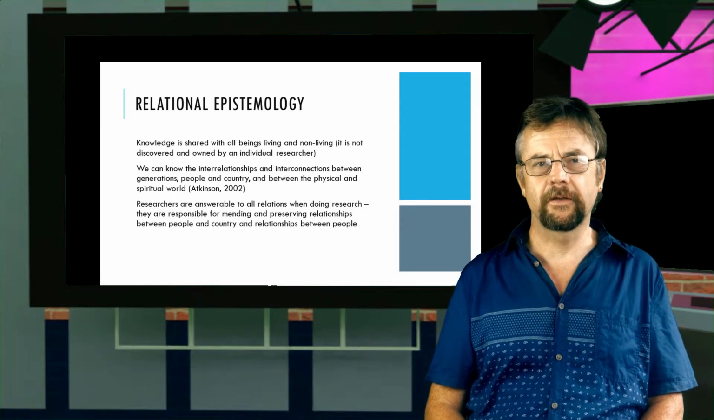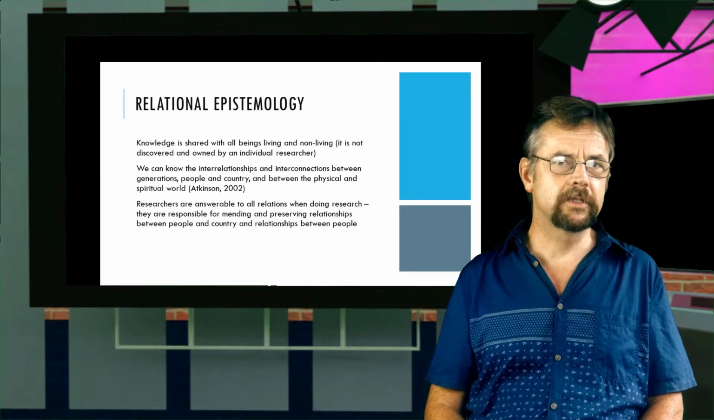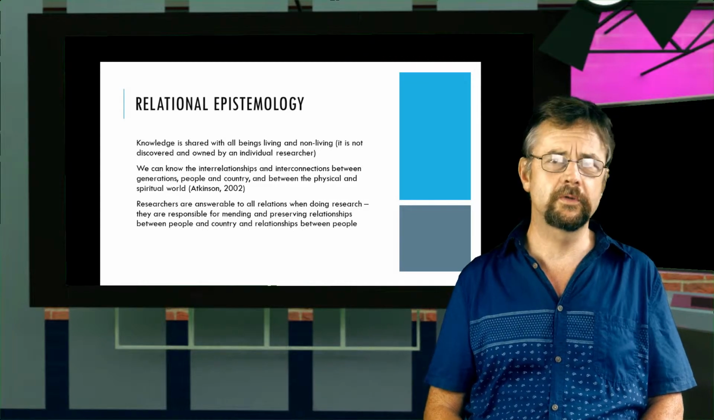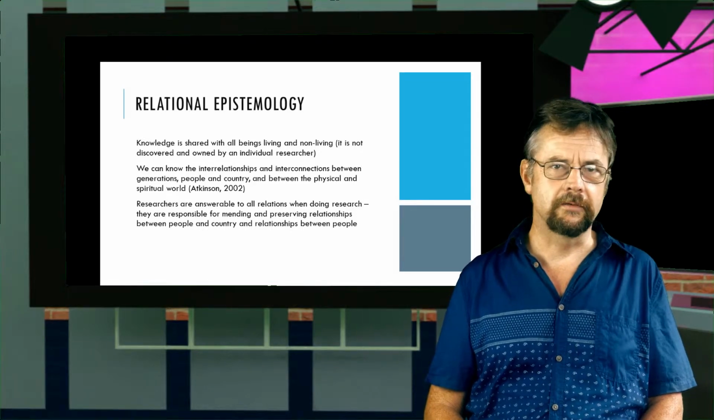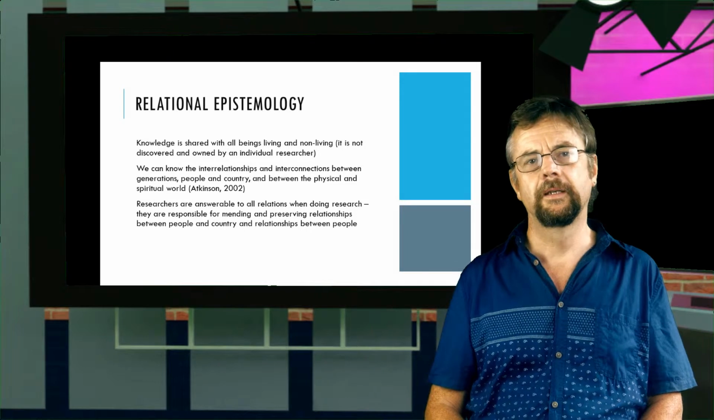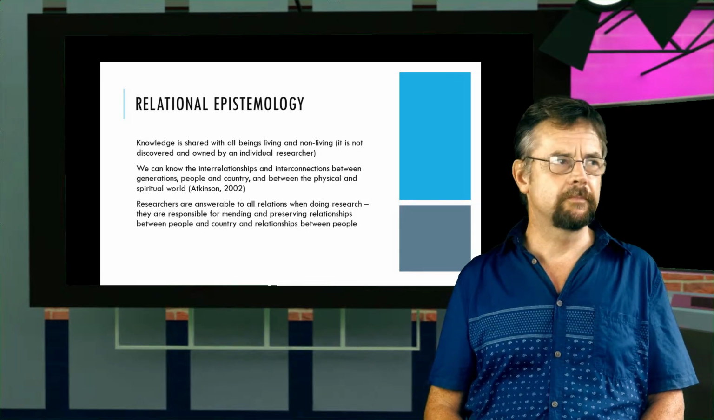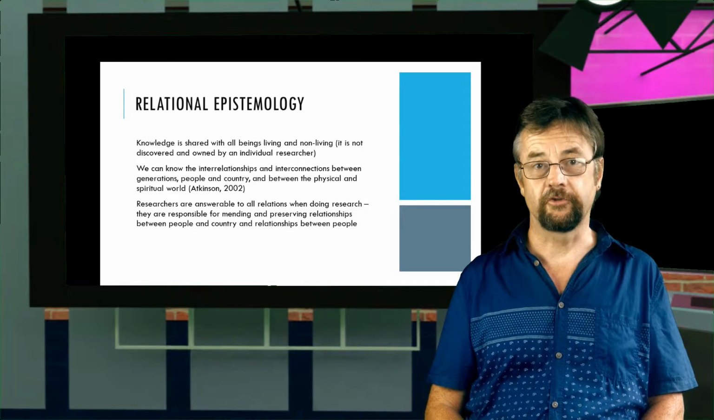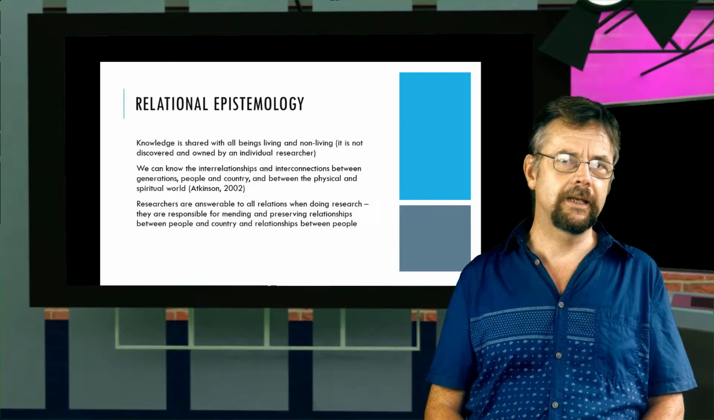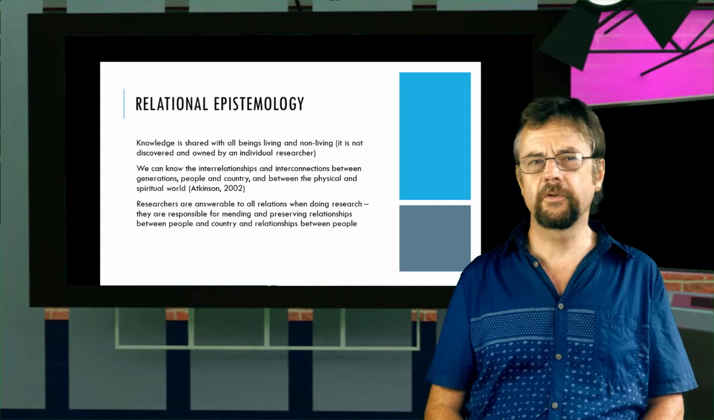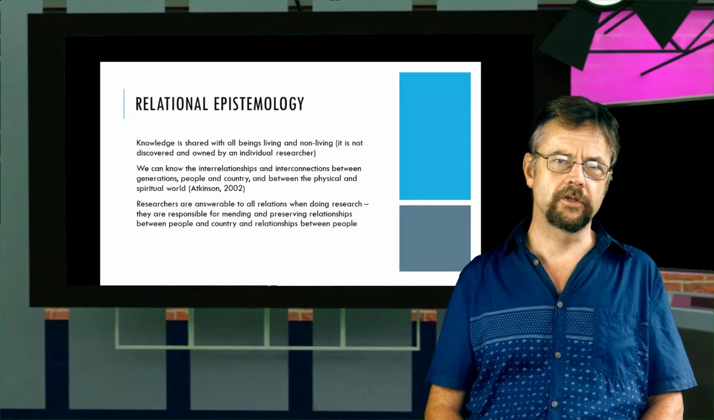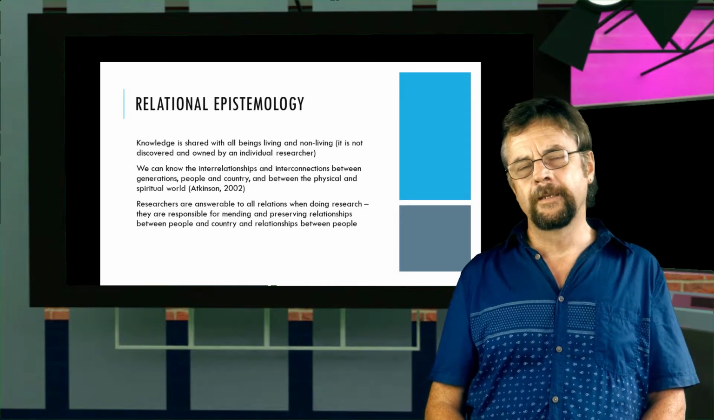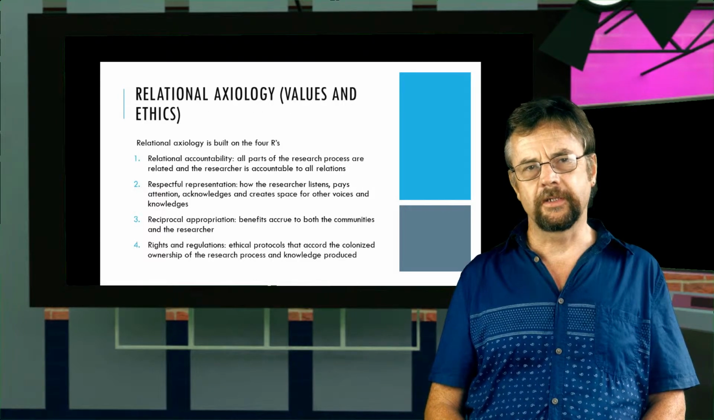And this is a vastly expanded set of interrelationships between knowledge and people, and this translates to an ethical imperative. You become responsible for making an ethical relationship, not only with your participant, but also with all those things that interconnect with the participant, the relationships between people, and the relationships between people and country. So the research is also owned collectively, not owned by any one person, and this is very different to either a positivist or a constructionist approach to knowledge.